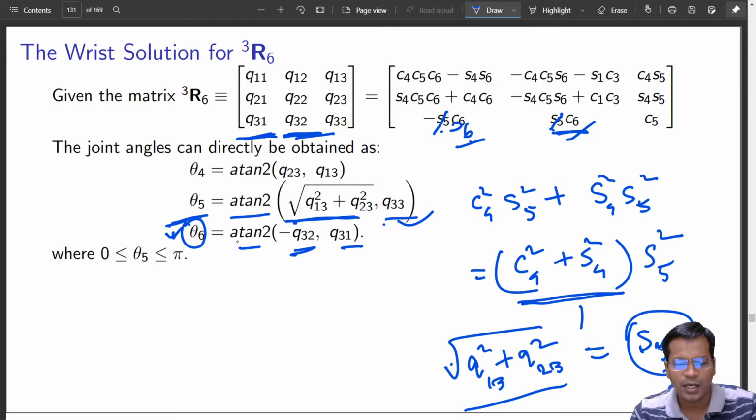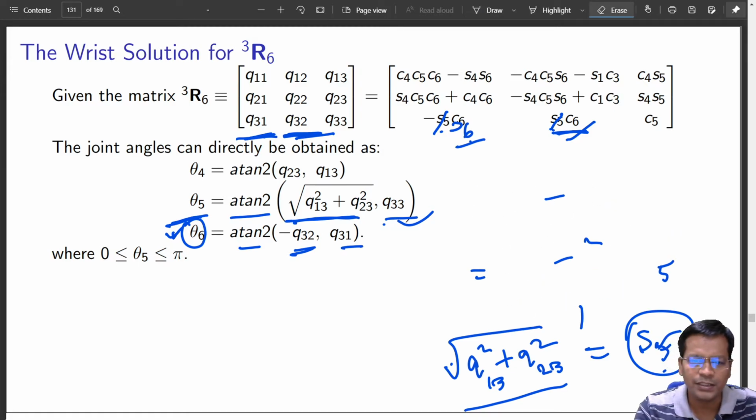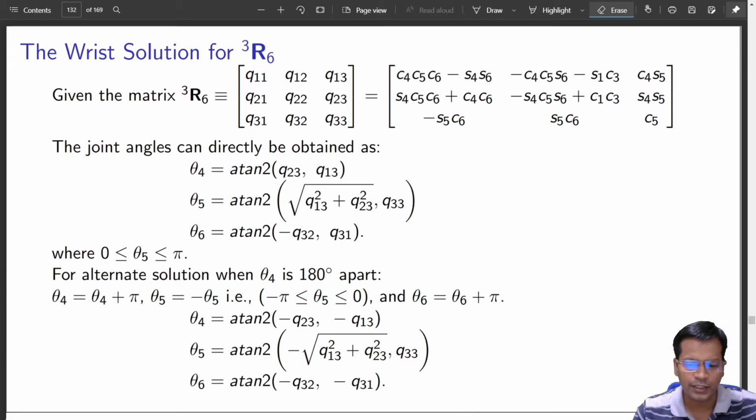It is arctangent of this, theta 6. Okay, so now using this, what I could get is this. What additional solution? All of these have so many solutions. What alternate solution is possible is theta 4.